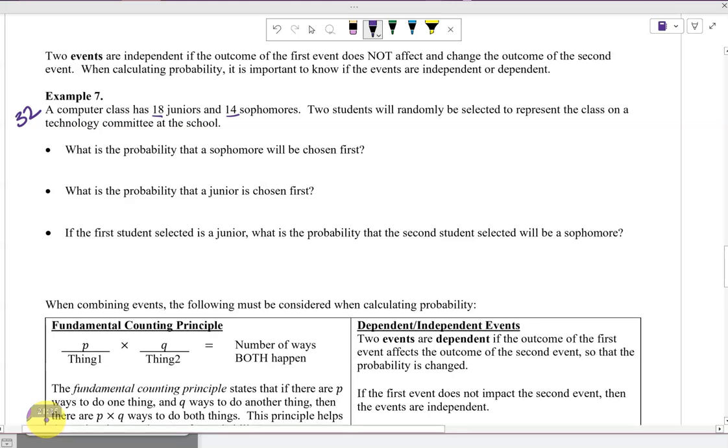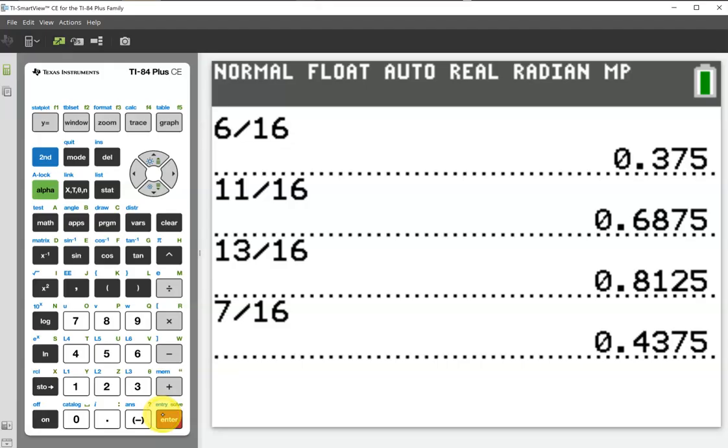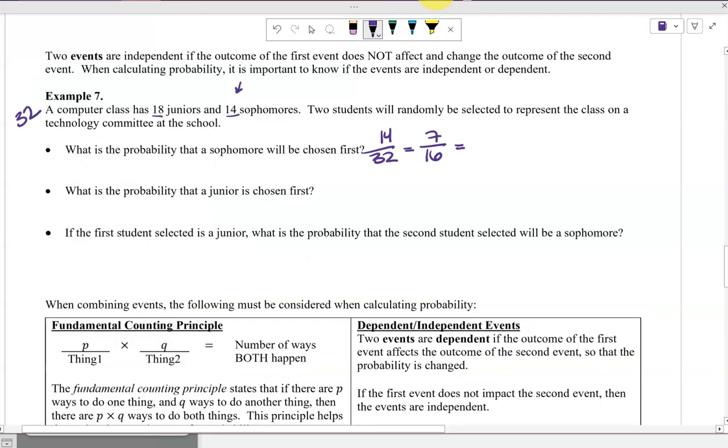So what's the probability that a sophomore will be chosen? There's 14 sophomores divided by 32 total students. So we can simplify that. 7 out of 16 is the fraction. Calculator. 0.4375 or 43.75%. That's actually a 4. Kind of looks like a 9.